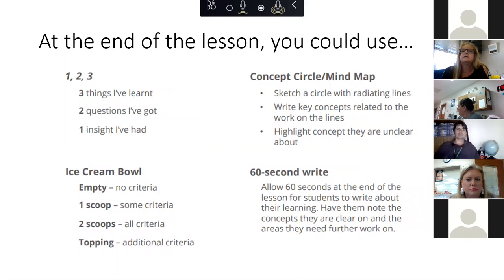At the end of the lesson, then these are some ways that you can do a summary. 3 things I've learned, 2 questions I've got, 1 insight I've had. You can do a circle map or a mind map, a 60-second write. I like the ice cream bowl. Empty, no criteria, 1 scoop, some criteria, 2 scoops, all criteria, topping, additional criteria. So that's like a rubric of how you would grade, or of how whether they've got the success criteria or not.